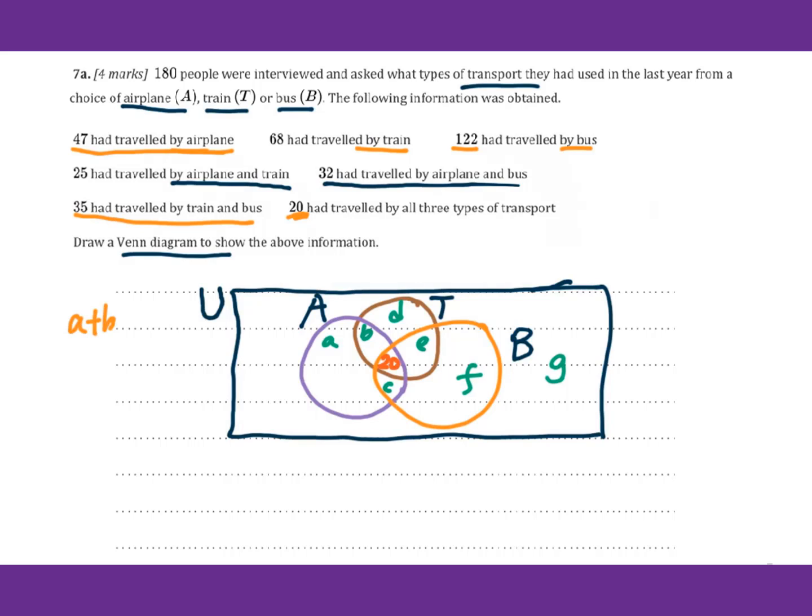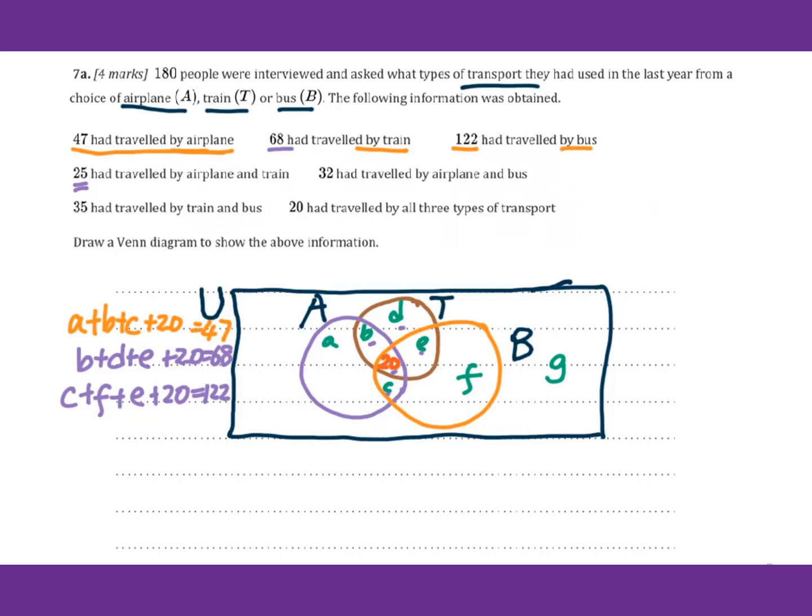So we can write down these equations. A plus B plus C plus 20 equals 47. For train, it's 68. So you have B plus D plus E plus 20 equals 68. Just use these 4 numbers in this circle. For bus, that's 122. So you have C, F, E. C plus F plus E plus 20 equals 122.